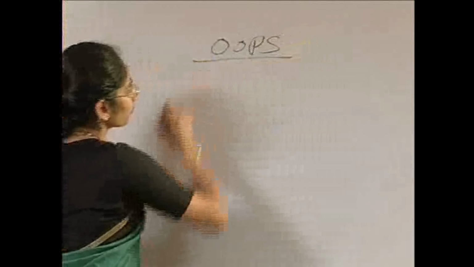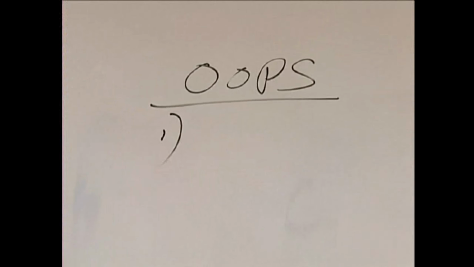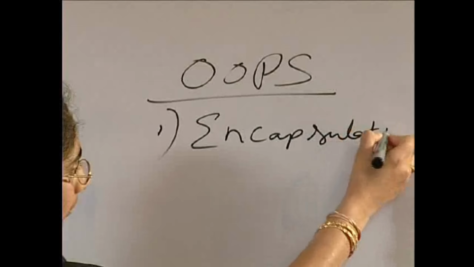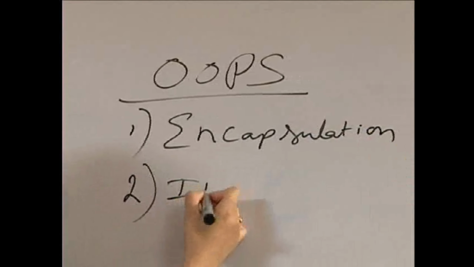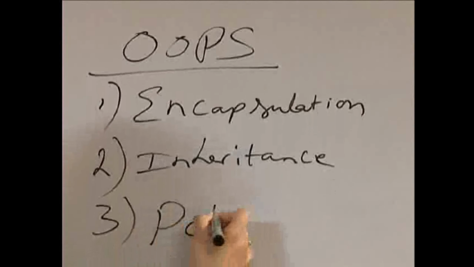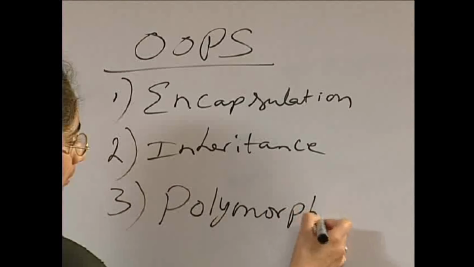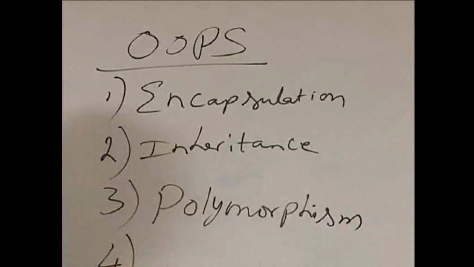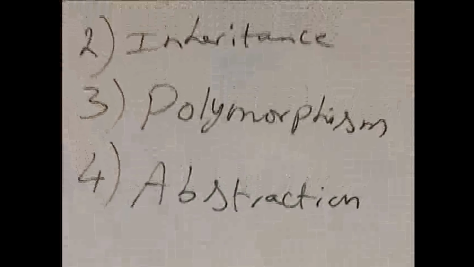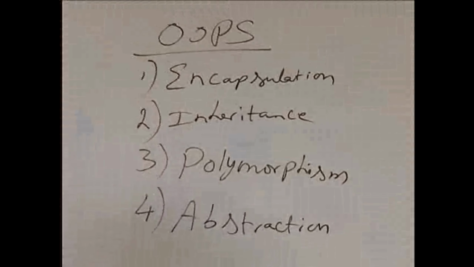So let's start off with OOPS concepts, as Java is an object-oriented programming language. So let's look at what are the features of OOPS. First of all, there are 4 features of OOPS. 1. Encapsulation. 2. Inheritance. 3. Polymorphism. And 4. Abstraction. Now let's look at these features in more detail.